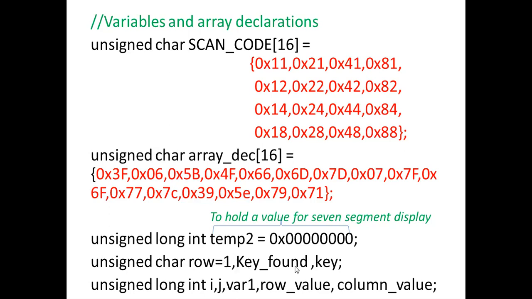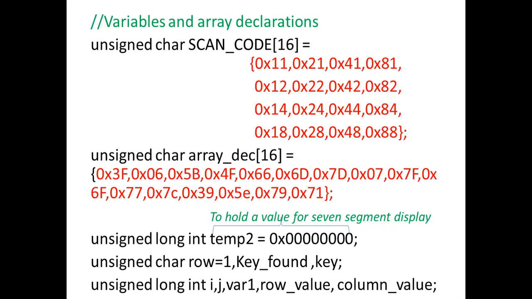And key_found is to check whether the key is pressed or not. If the key is pressed and the corresponding key is found, this is just acting as a flag to indicate whether the key is pressed or not. If the key is pressed, key_found becomes 1. Otherwise it's going to scan the other row. And key is a variable which holds which key among the 16 is pressed. The value of the key may be any value among these 16 elements.